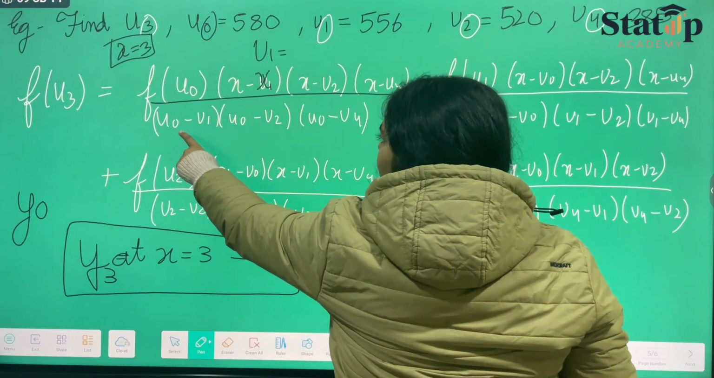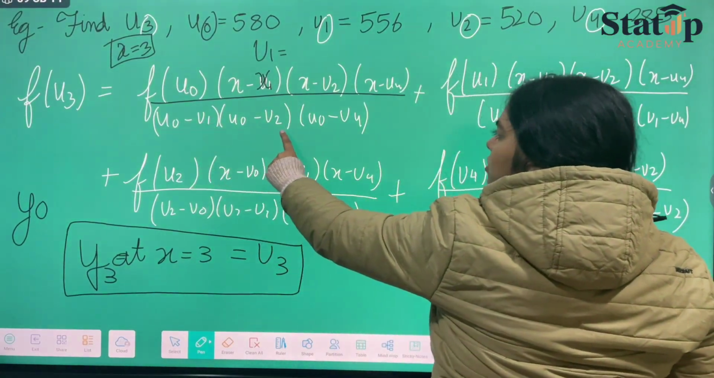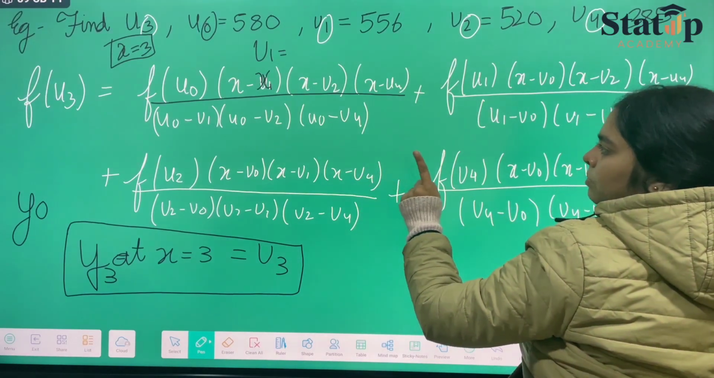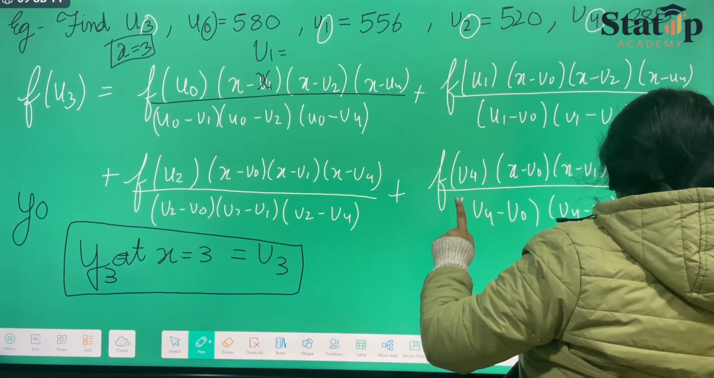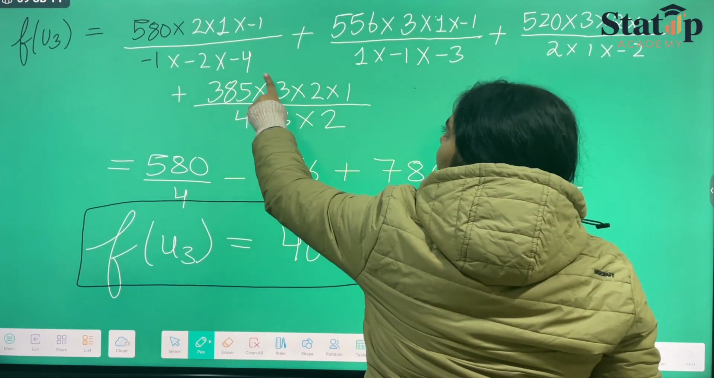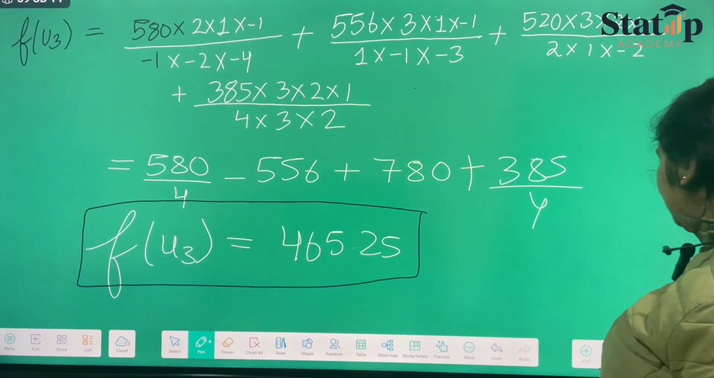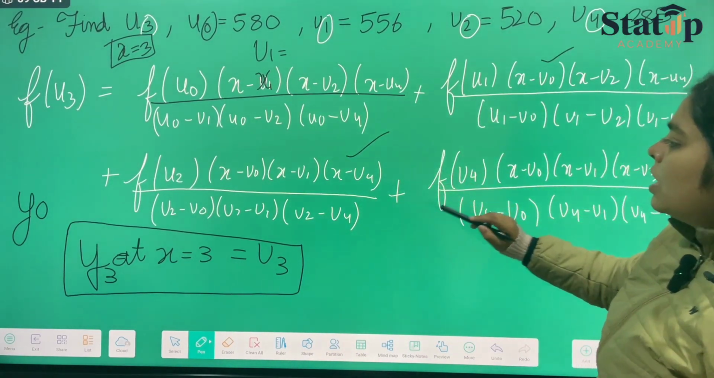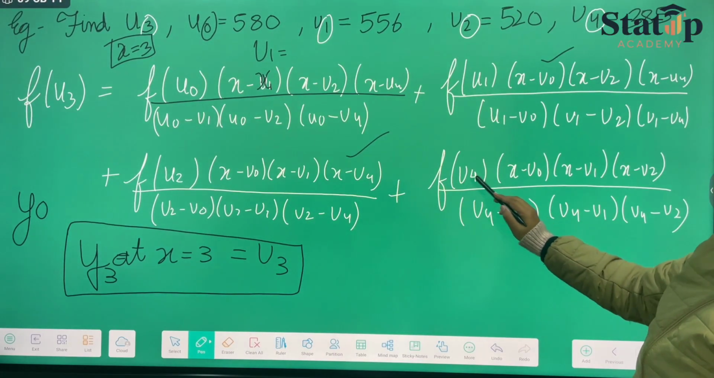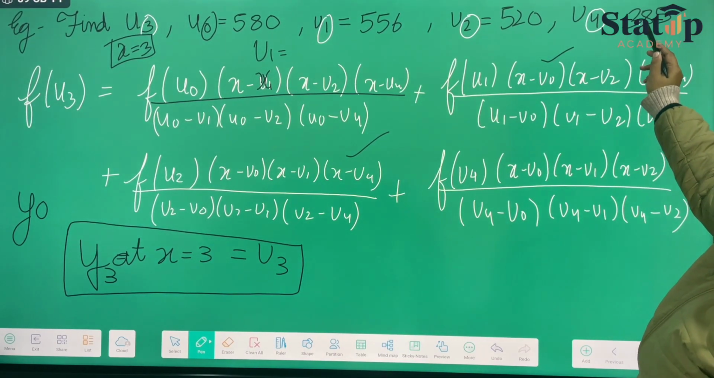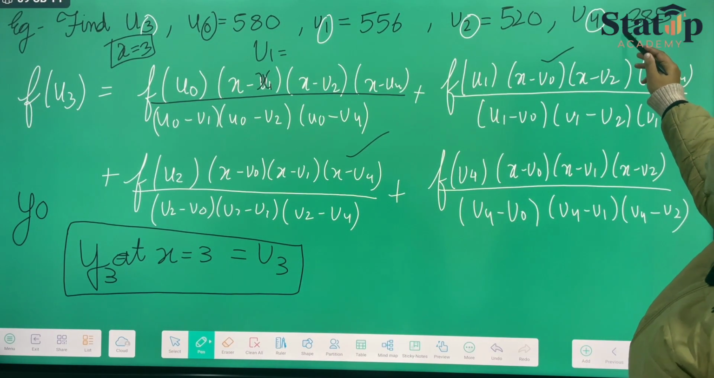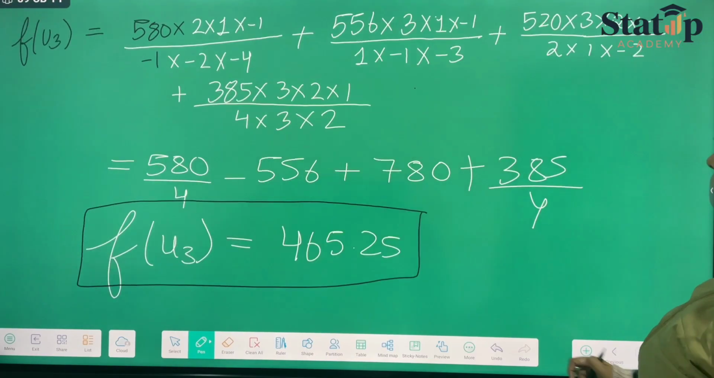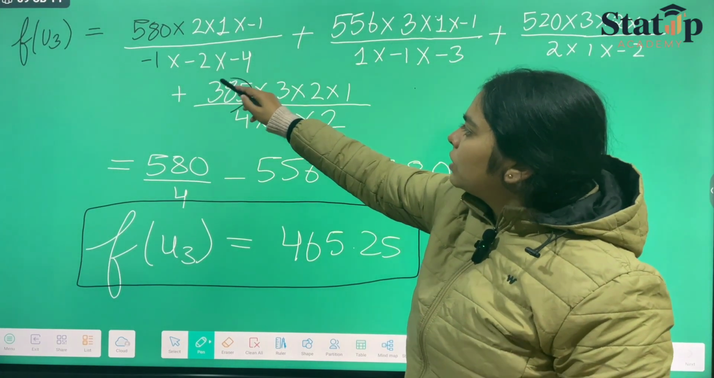Upon 0 minus 1, 0 minus 2, 0 minus 4, minus 1, minus 2 and minus 4, which is in the denominator, as you can see. Let's see the last one. Instead of second and third, you can do it on your own. Just focus on the last one, f u4. At u4, at x equals to 4, the value of y will be 385. So it is 385 here.